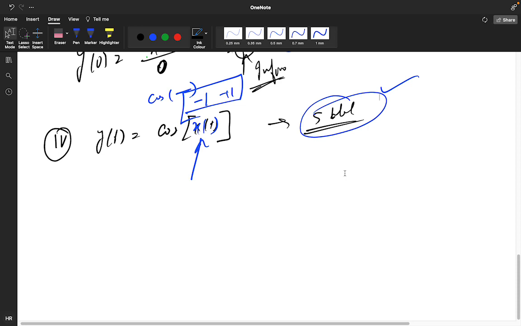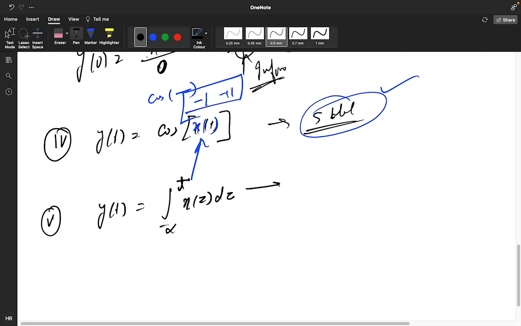Right, stability we will get. What about this? y of t is equal to the integral from minus infinity to t of x of tau d tau. Stable or unstable?